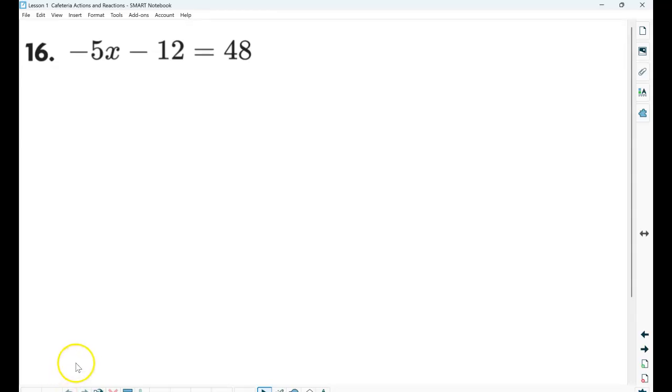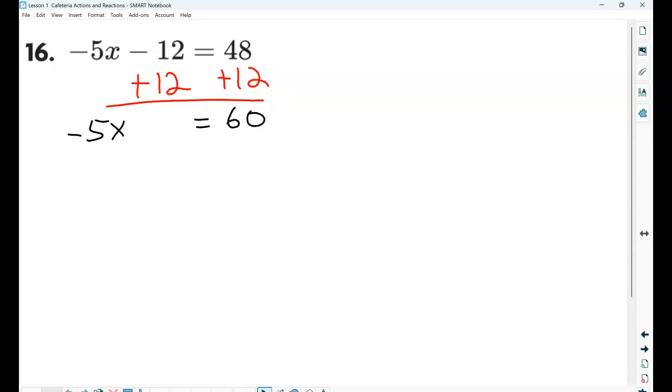All right, we got another problem. So we're just going to add the 12. Bring down negative 5x. 48 plus 12 is 60. And then divide by negative 5. Positive divided by negative is negative. 60 divided by 5 is 12.